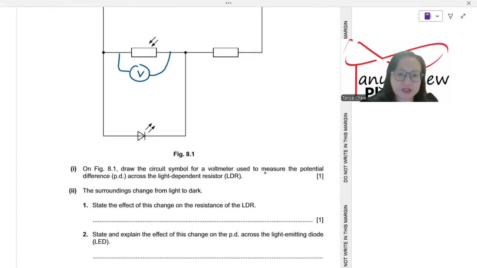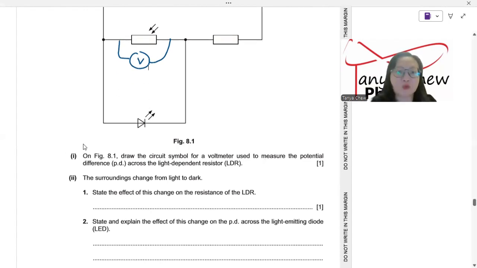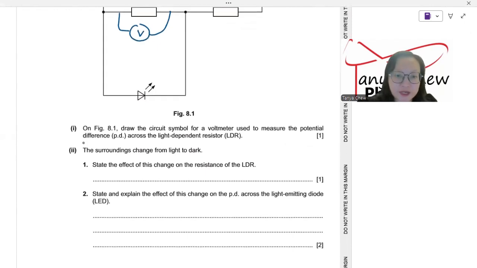The second part: the surroundings change from light to dark. State the effect of this change on the resistance of the LDR. So LDR works like this. When there is light, the resistance of the LDR is low. When it is in darkness, the resistance of the LDR would increase. So the answer is, change from light to dark, so the resistance increases.